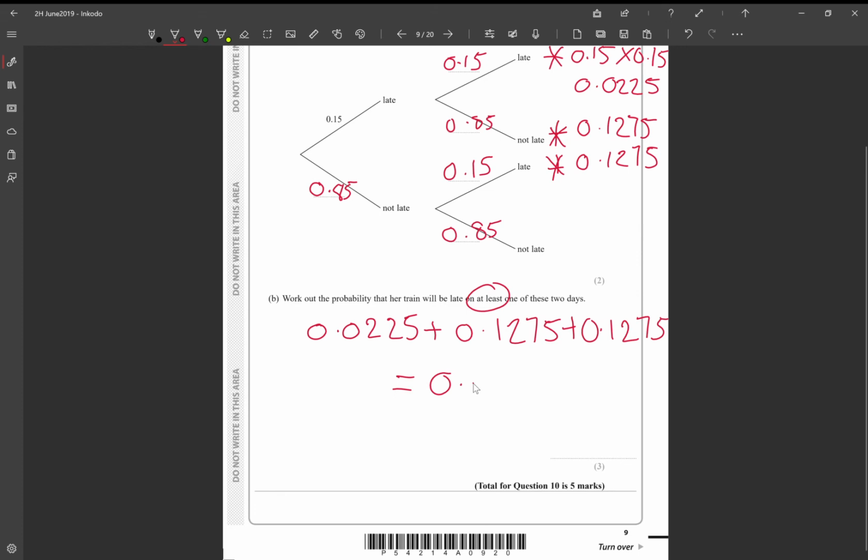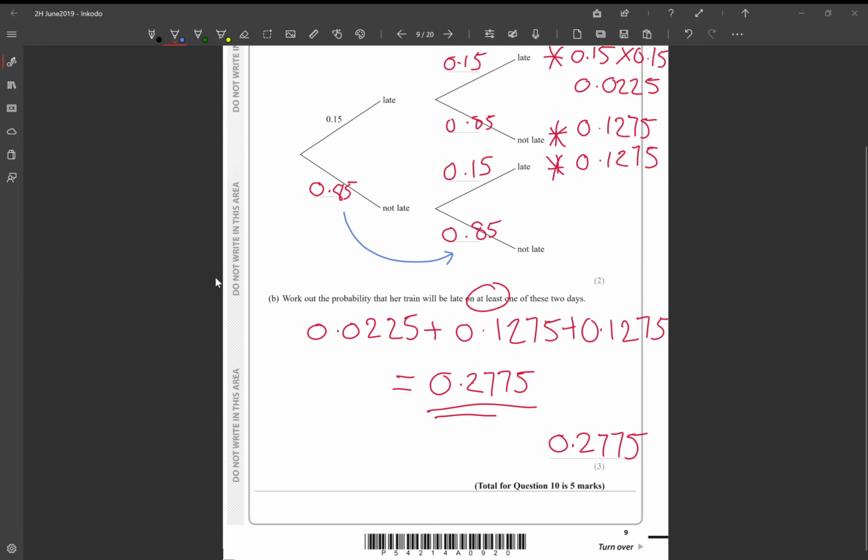So, 0.2775. So that is the chance of being late at least one of those. It's nearly 30%, isn't it? Now, just giving you another tip here, what you could have done, and you just have to be careful with this, is times these two together, because it's only one that doesn't include it, so 0.85 times 0.85.